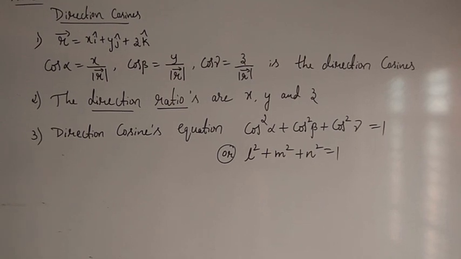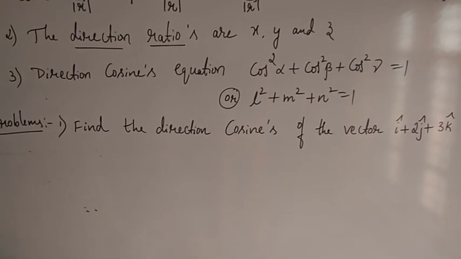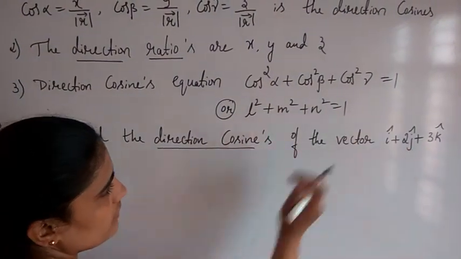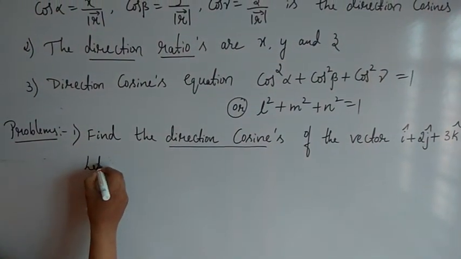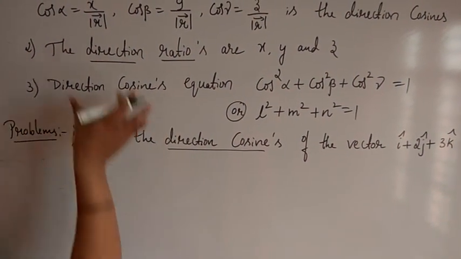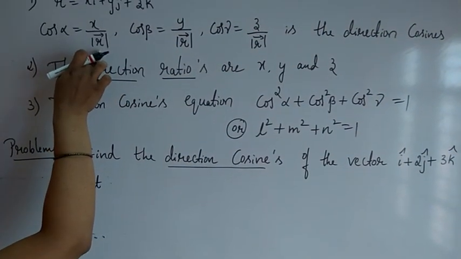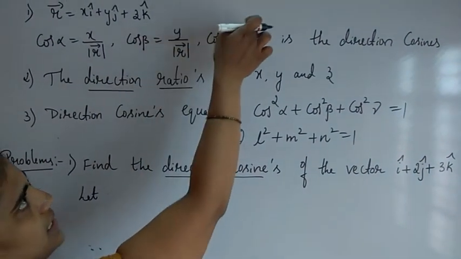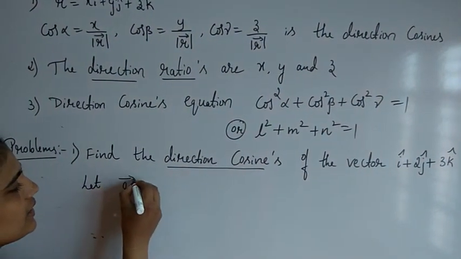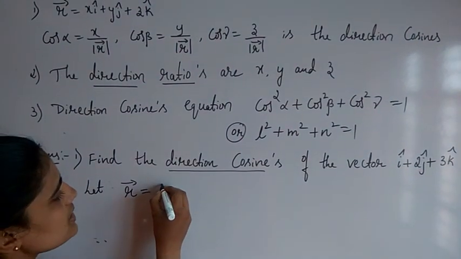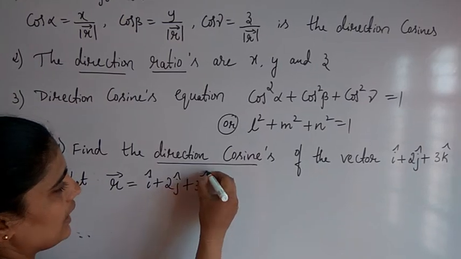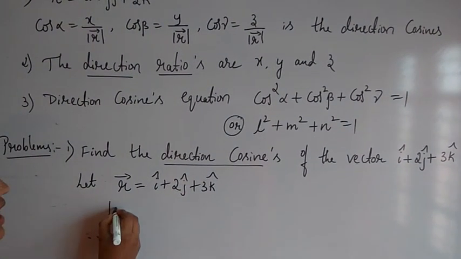First problem: find the direction cosines of the vector. Let us take the given vector as vector R or vector A. If we take it as vector A, the formula changes to x by magnitude of vector A, y by magnitude of vector A, z by magnitude of vector A. Or otherwise we can take vector R itself. Let the given vector be R equals i cap plus 2j cap plus 3k cap. Then find the magnitude of R vector.